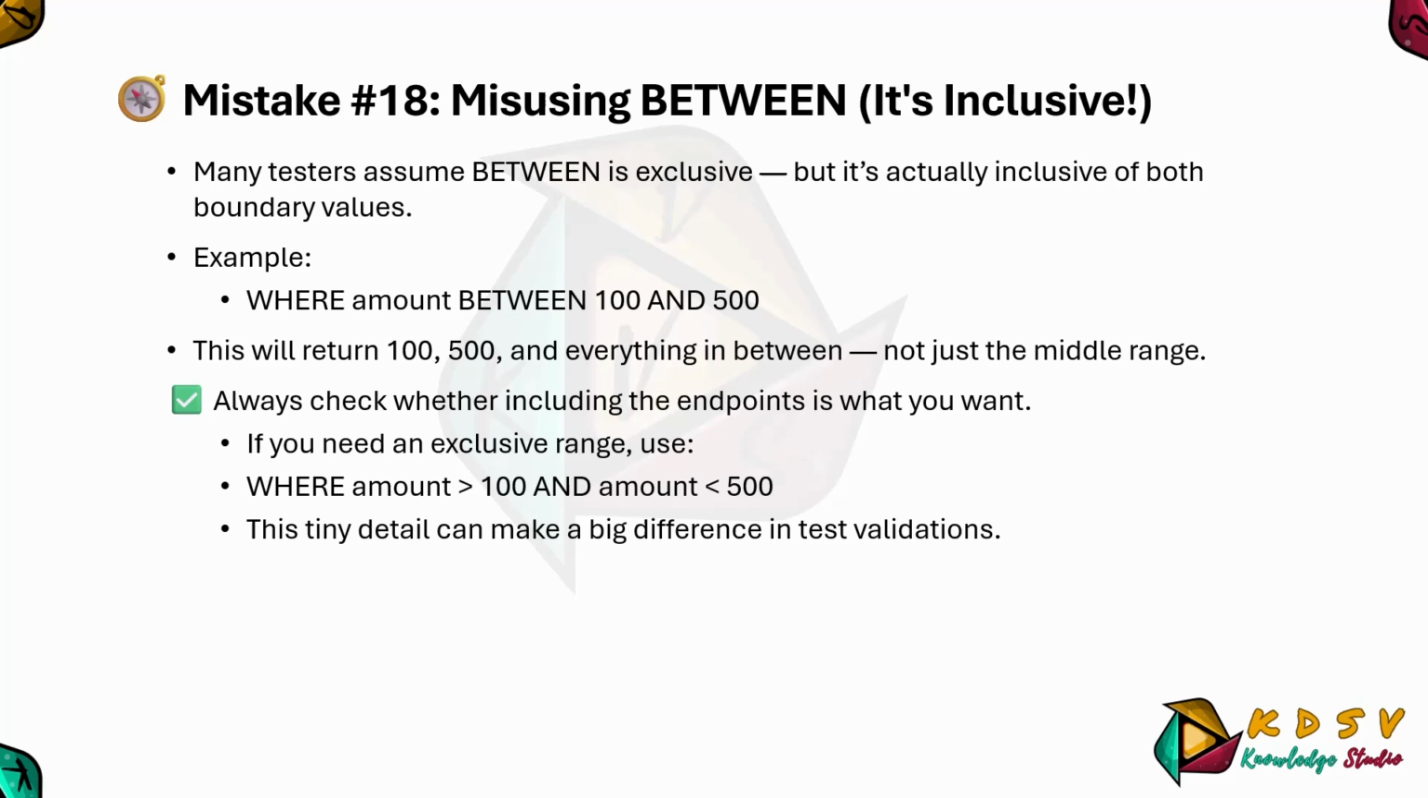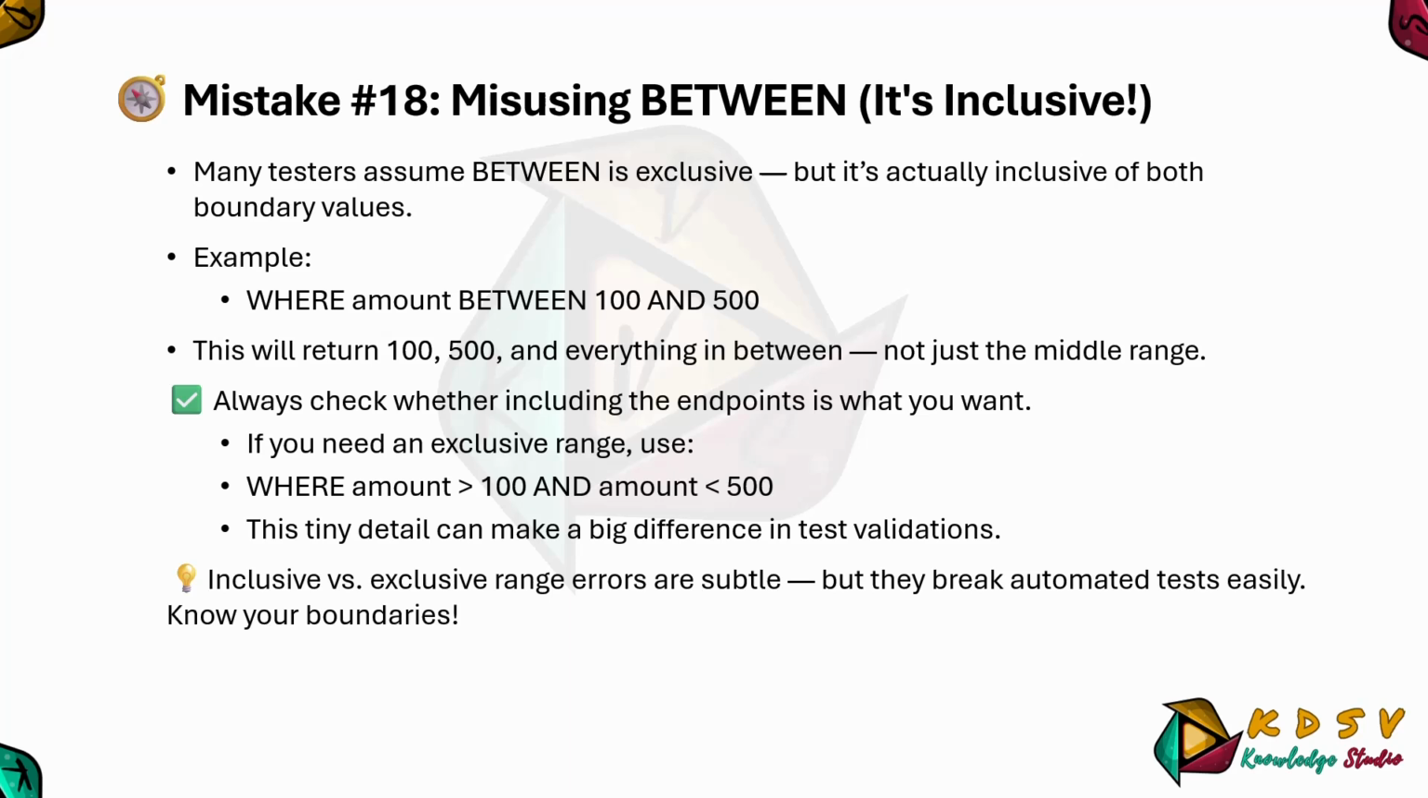If you need an exclusive range, use where amount greater than 100 and amount less than 500 in place of BETWEEN. This tiny detail can make a big difference in your test validation. Inclusive versus exclusive range errors are subtle, but they can break automated tests easily. So you need to know your boundaries as well.